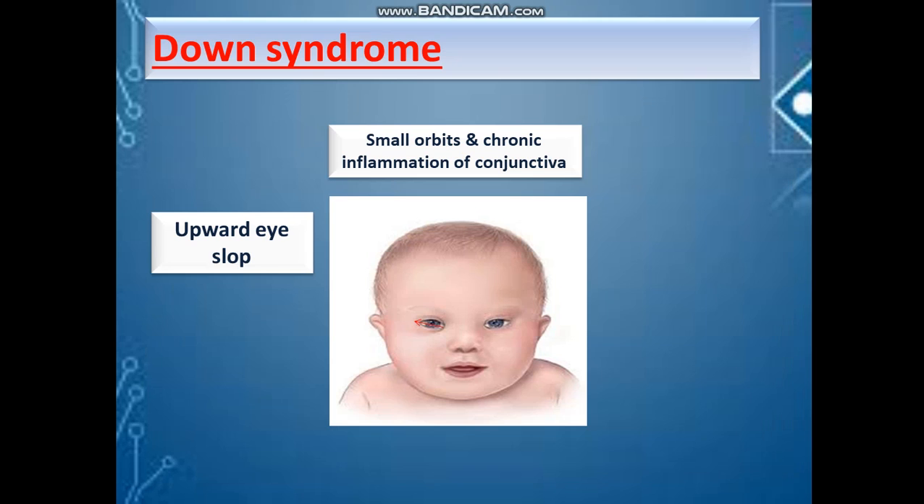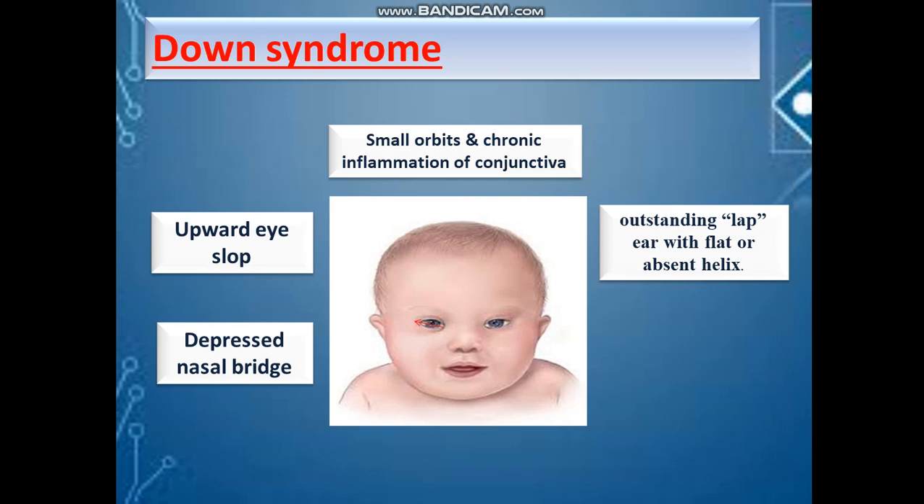What do we mean by eye slope? Eye slope is the line drawn between the inner corner and the outer corner of the eye. In the normal situation, this line is flat. In Down syndrome, this line is lifted upward. Depressed nasal bridge, outstanding low-set ear with flat or absent helix.